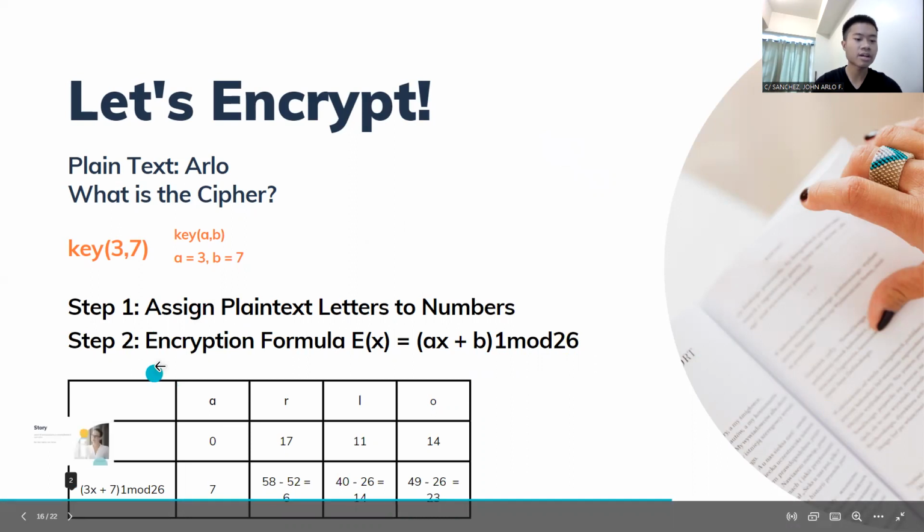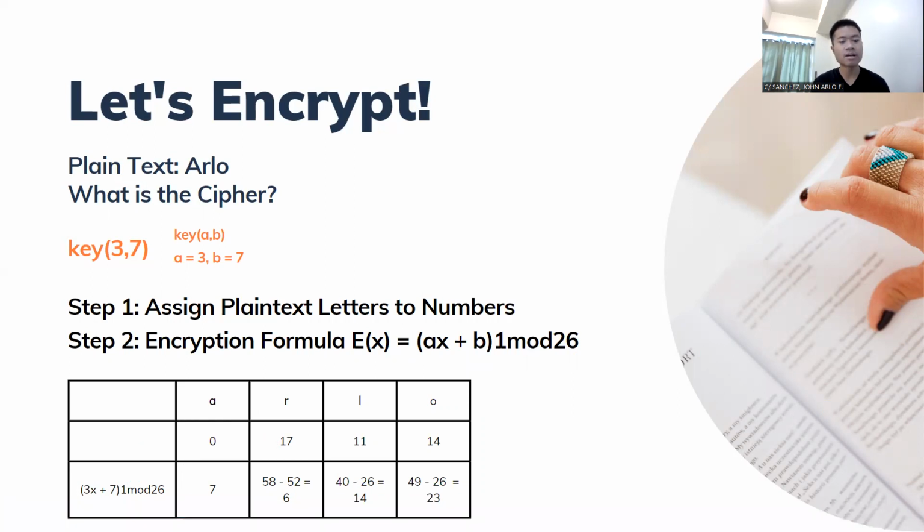So 3 multiplied by 0 plus 7 is 7. How about 17? 3 multiplied by 17 plus 7 is 58. But 58 is more than 26, and there are only 26 letters of the alphabet. So we use modulo 26. The multiple of 26 that is nearest to 58 is 52, which is 26 multiplied by 2.